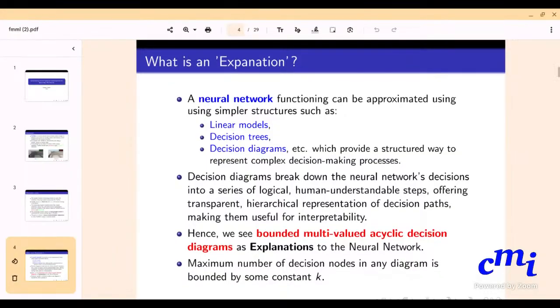So a question is, amongst this kind of explanations presented, what kind of structures do we think are good explanations? For the time being, in the context of this paper, we stick to bounded multivalued decision diagrams, which is basically a generalization of decision trees. I will explain what these things are. We want to make them finite, so we will always apply a bound on the size of these decision trees. I will come to what this decision tree or decision diagram means.